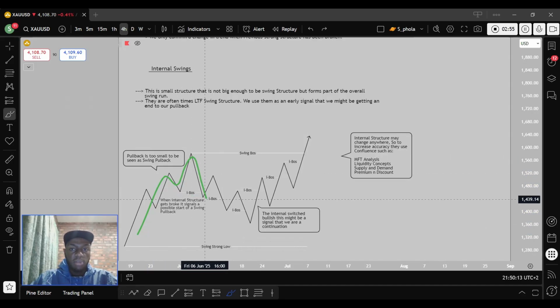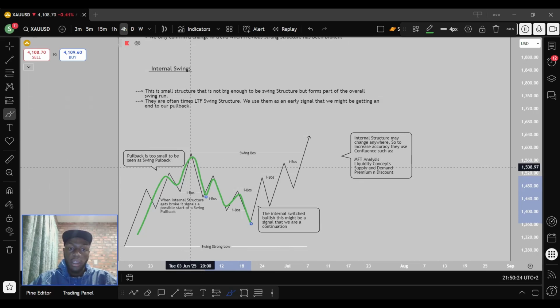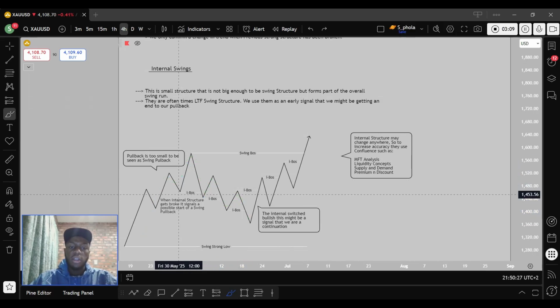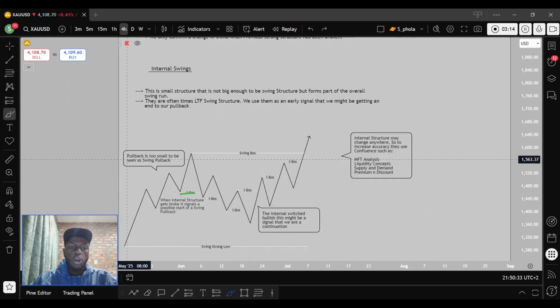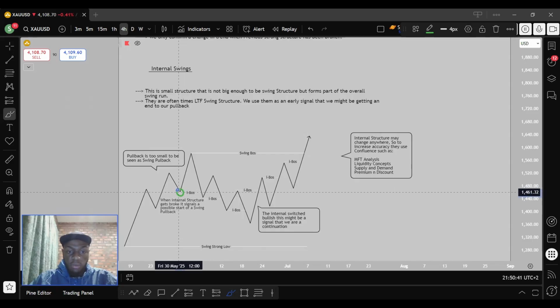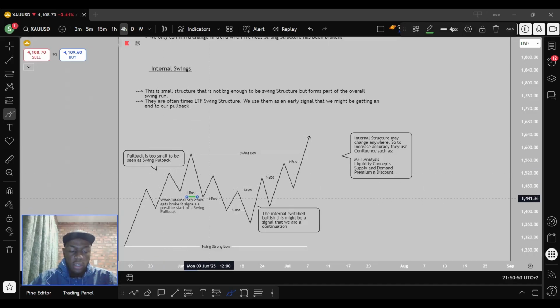You understand? That might be an early sign that okay, cool, our swing pullback is about to start. Then our internal structure keeps breaking structure, and you can see here the pullback is too small to be seen as a swing pullback. When that internal structure gets broken, it is a signal of a possible start to a swing pullback. Understand? So we broke it, then what happens?